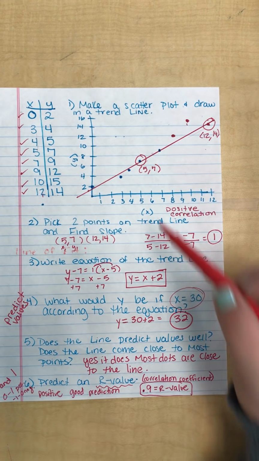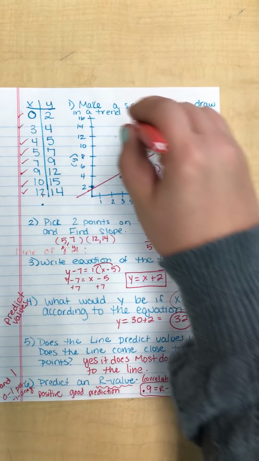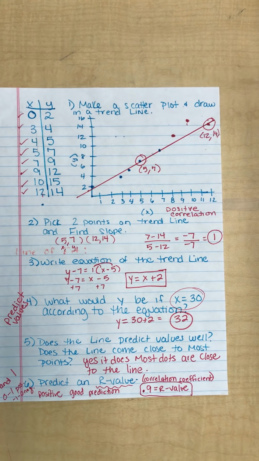If I had a bunch of dots really far off my line, I would want to use an R value closer to 0, like 0.5 or 0.4, something like that. We can talk more about R values later on, and I can answer those questions as you need. This is just so we have a good idea of what's going on there. But like I said, your computer will actually calculate them.